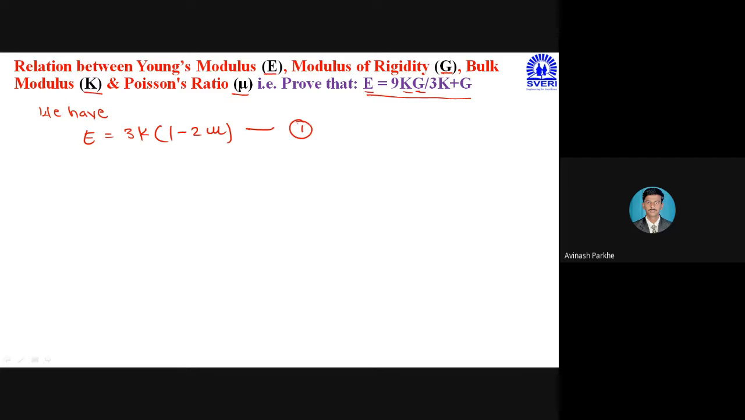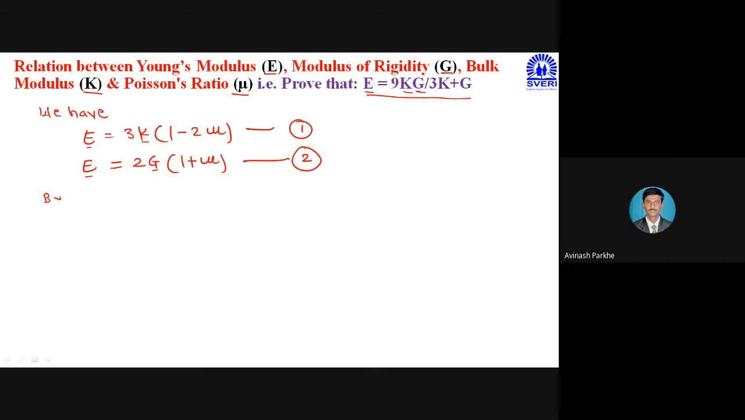Let us consider this is equation number 1. Then E is equal to 2G in bracket 1 plus mu. This is the second equation. So these two equations we have already derived. That is the first equation, the relation between Young's modulus E and bulk modulus K. Then the second, the relation between Young's modulus E and modulus of rigidity G. So these are the two relations.